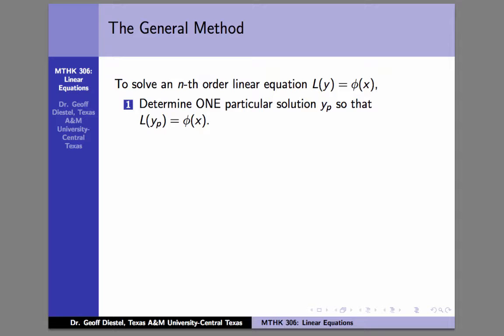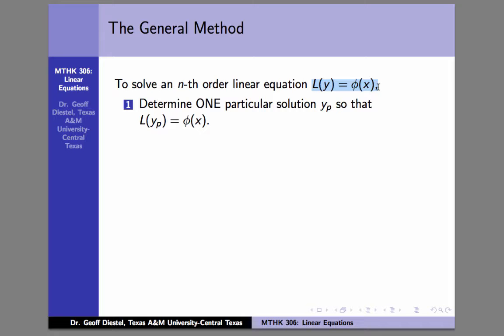But this is just our first step. It gives us some solution to the differential equation, but this solution may not satisfy the given initial conditions that we have. So in many cases, this y sub p won't be our final answer. We'll have to add something to it to make it fit the initial conditions while maintaining that the new function we construct still satisfies this differential equation, L of y equals phi of x. So that's the first step, and we'll talk about that a little later.